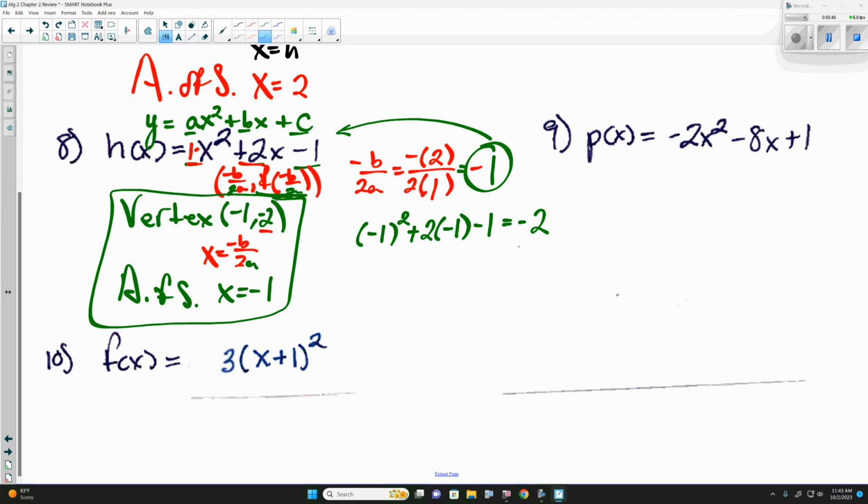Any questions on this here? Questions on anything we've done so far? Any other questions on 6 through 10? Any other one of these that you want to see worked?